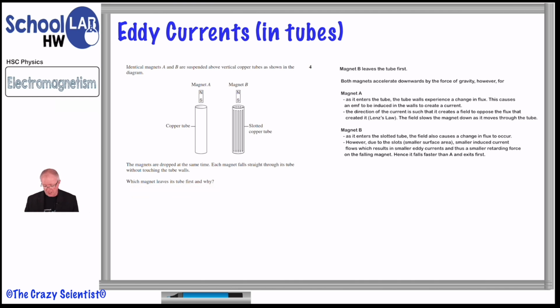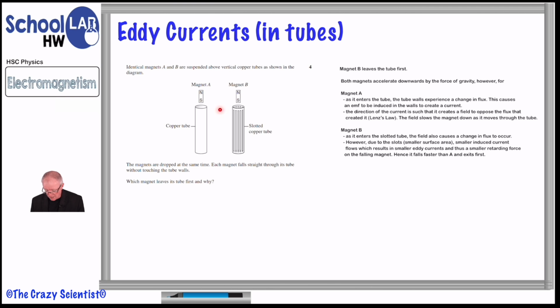Right, why? So if it's 4 marks, you're probably going to get 1 mark for getting the magnet correct. So magnet B leaves the tube first, right? Which magnet leaves the tube first? Magnet B, 1 mark. Why? This is worth 3 marks. So here is where you have to explain it. Now, if you explain it with just 1 magnet, you'll probably get 2 marks. To get the full 3 marks, you need to relate it to both magnets.